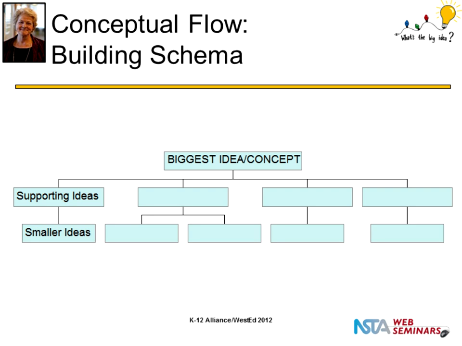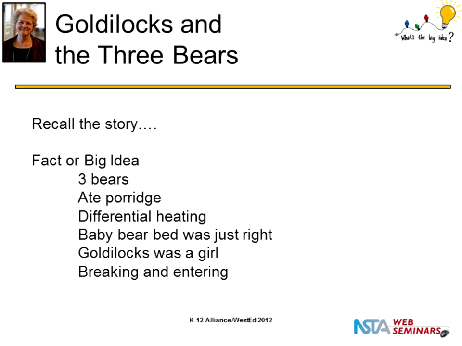So when we build a conceptual flow, it's actually going to look something like a flow chart, where the biggest idea that you want kids to have some sense of would be found at the top, and then supporting ideas in the next level, and then smaller ideas even below that. In order to build the conceptual flow, though, you have to have a little bit of an idea about what's the difference between a small idea and a bigger idea. So for a second, we're going to step out of science, and we're going to go into Goldilocks and the Three Bears. Take just a moment to recall the story.